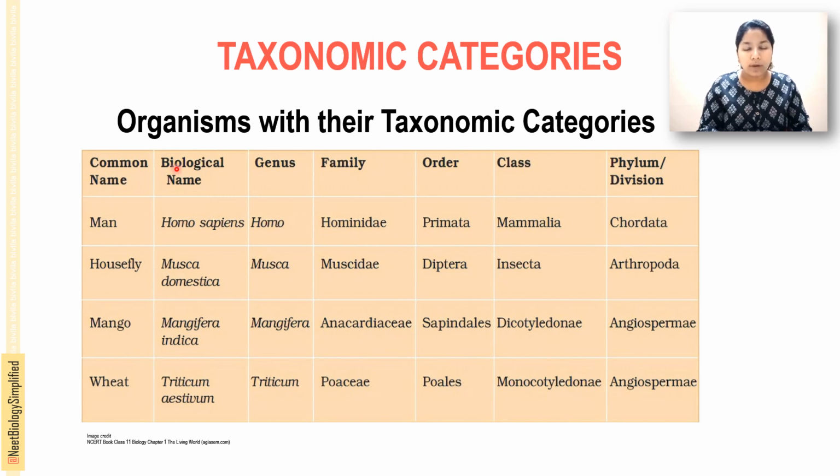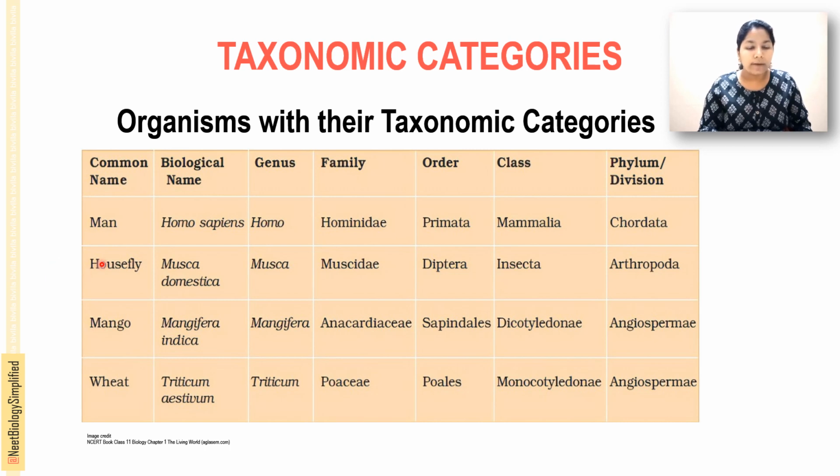The first one is man. Their biological or scientific name is Homo sapiens. They come under the genus Homo and family Hominidae. They come under the order Primata, class Mammalia. They come under the phylum Chordata, because they have the dorsal notochord.